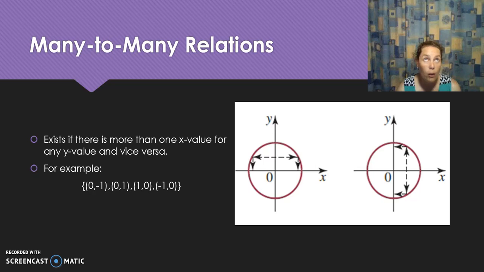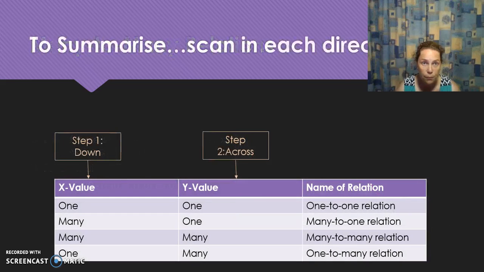Now, before you go, oh my God, I'm never going to remember that, there's an easy way that I can show you how to tell what those relations look like and how to tell what the relation actually is. We scan in each direction. So you're doing a little dance. You're going to scan down first and then you're going to go across. So down and across. And as we go through some examples, I'll show you what they are.